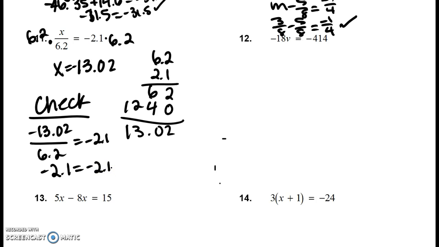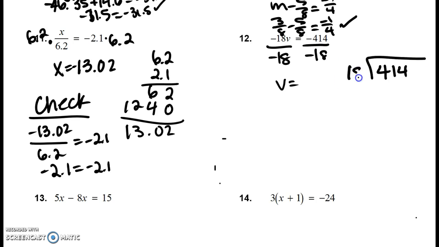2.1. 12, I have negative 18v equals negative 414. Divide both sides by negative 18 to get v by itself. And you have v is equal to 414 goes underneath your house, 18 on the outside. 18 goes into 41 2 times. 2 times 18 is 36. 41 minus 36 is 5. Bring down your 4. And 18 goes into 54 3 times, so v is equal to positive 23 since it's a negative divided by a negative.